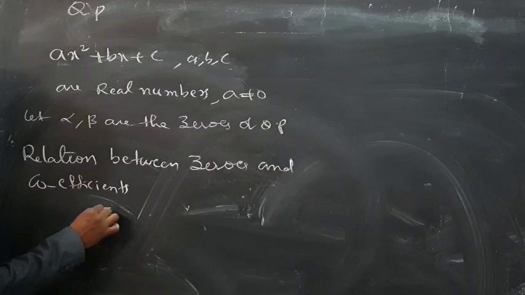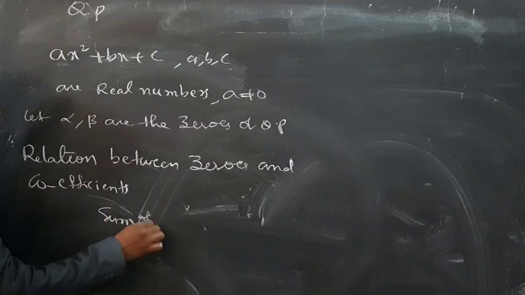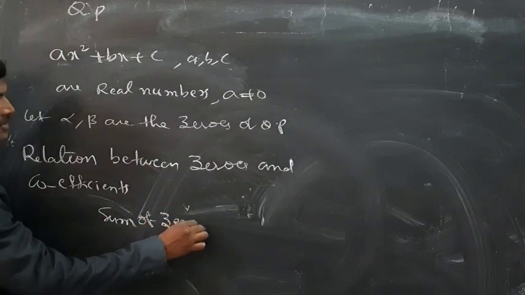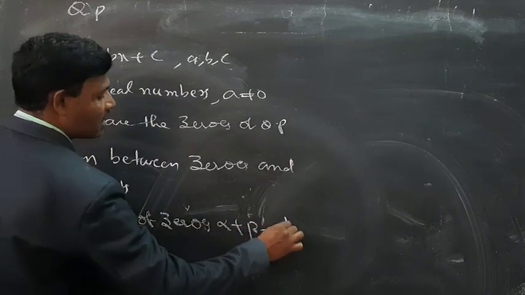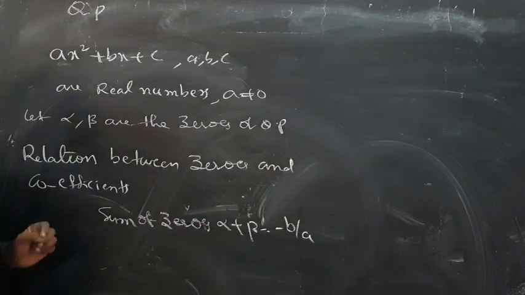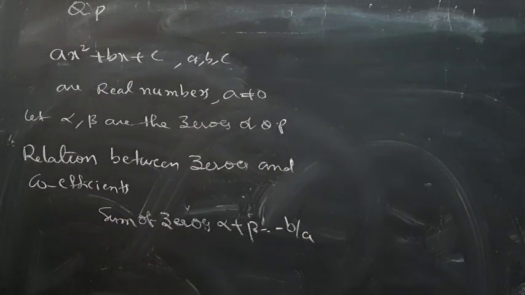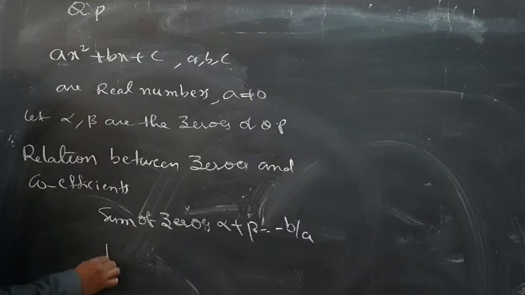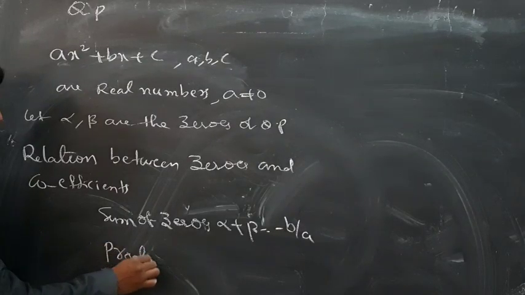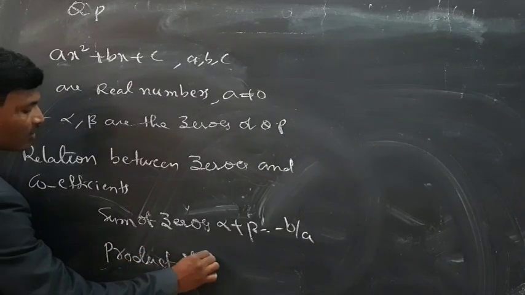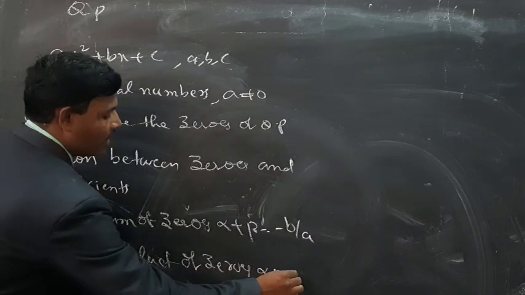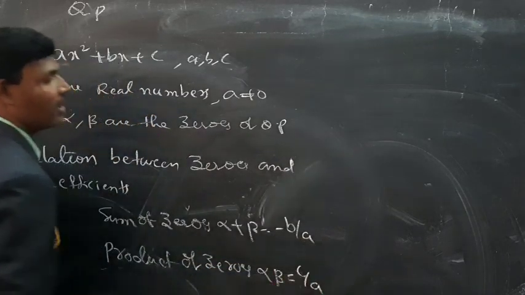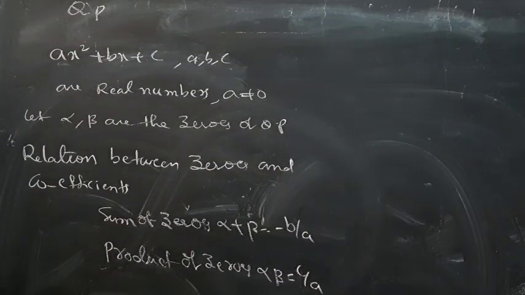First relation, sum of zeros: alpha plus beta is equal to minus b by a. What is the formula to find the sum of zeros? Alpha plus beta is equal to minus b by a. Similarly, product of zeros: alpha beta is equal to c by a.